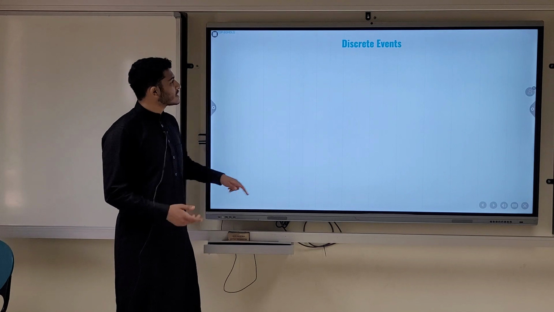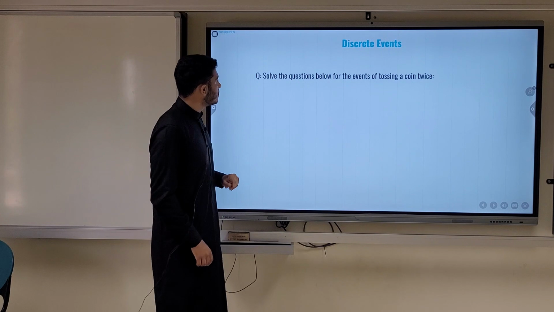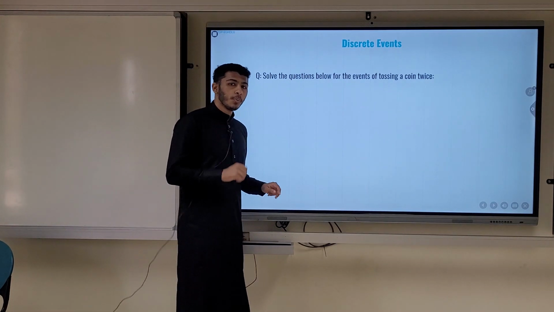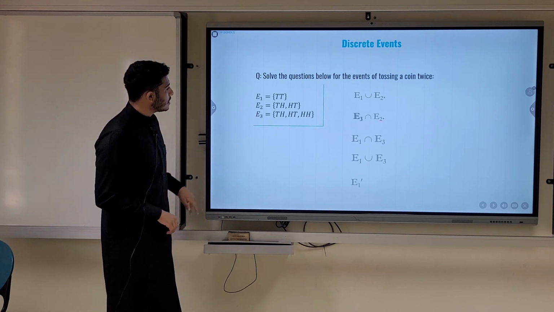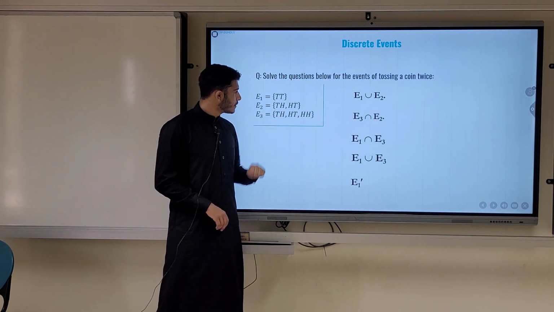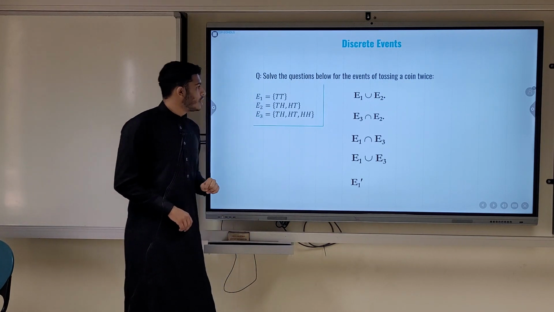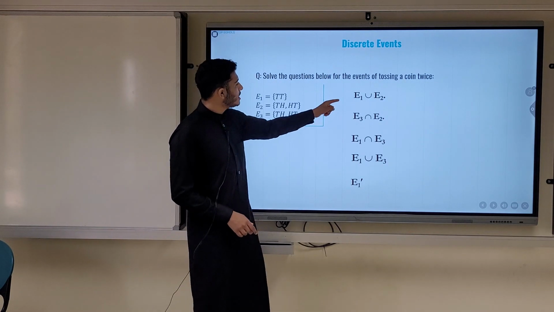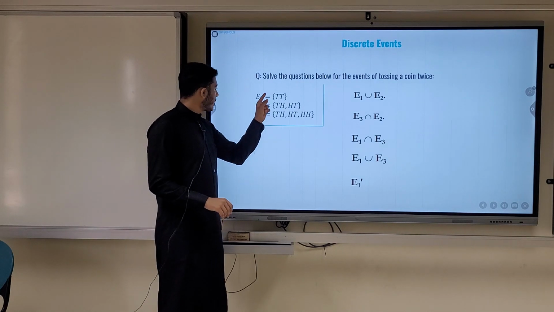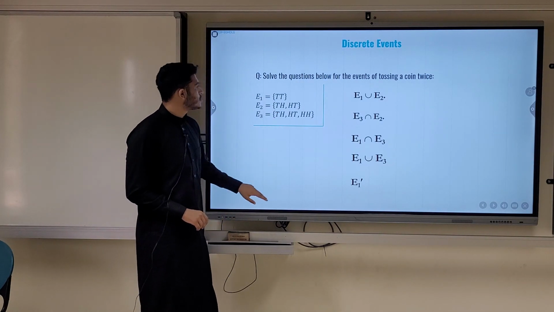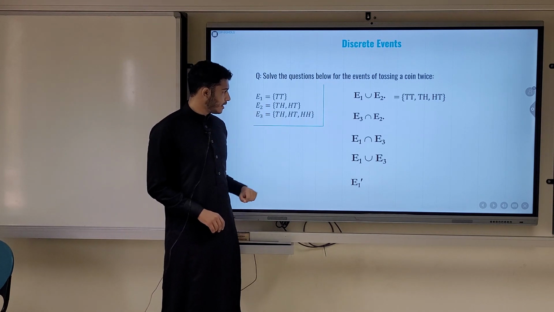Now, let's talk about discrete events. Let's have a question about them. The question says, solve the question below for the events of tossing the coin twice. So we have these events here of tossing the coin twice, and we have some operations that we have to do on these events. Let's start with the first one. The first one says a union between E1 and E2, which should be a set that includes whatever is in E1 in addition to whatever is in E2. So this set would look something like this, where it has TT, TH, and HT.